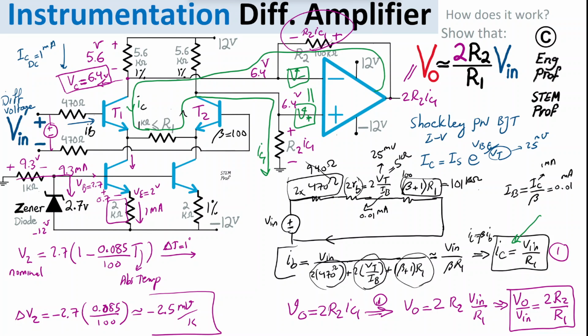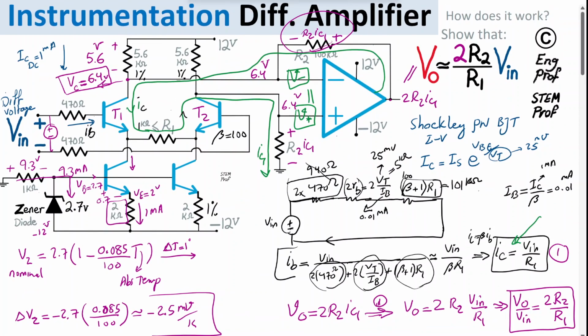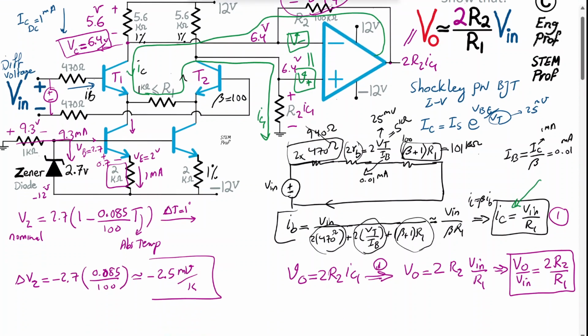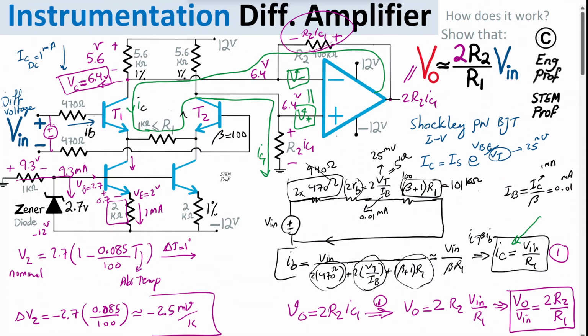I hope this example is helpful in showing one example implementation of the instrumentation differential amplifier using a combination of 4 NPN bipolar junction transistors, 2 of them being the core of the differential amplifier, and then one op amp as the last portion of the instrumentation amplifier. This op amp is working as converting current to voltage in a differential fashion. And I hope that this example is helpful in showing how this can be designed.